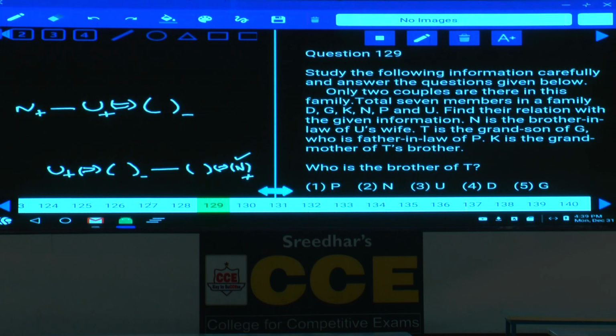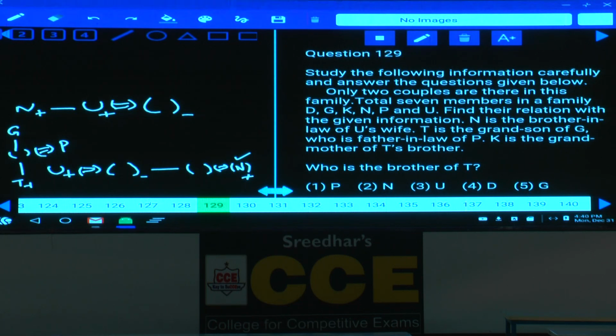T is the grandson of G, and G is the father-in-law of P. P is here. Father-in-law means sons, and T is the grandson of G. Now this G is the father-in-law of P. That means P's sons. T is the grandson of G. As G is the father-in-law of P, G is here, and P will be here. T is the grandson of G can be taken like this.